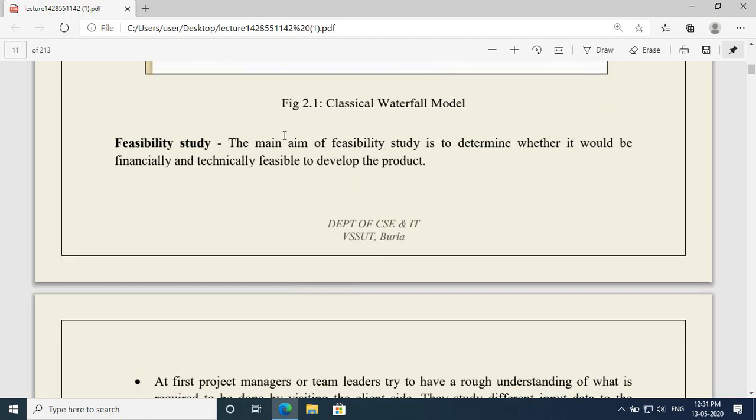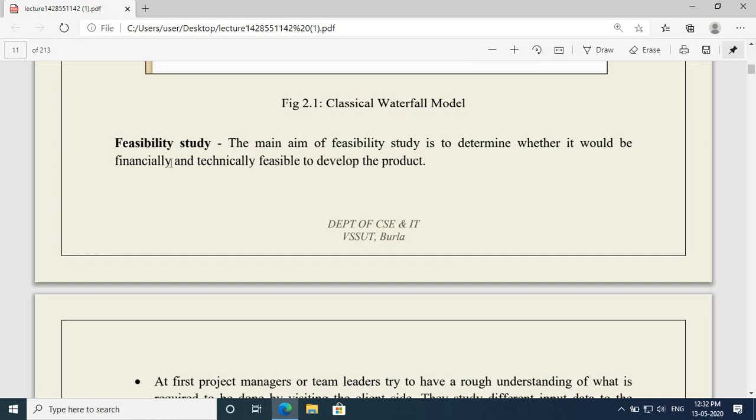What is the feasibility study? The main aim of the feasibility study is to determine whether it would be financially and technically feasible to develop the product. See here, these two words are important: financially and technically. What is the meaning of financially and technically? Financial means whether my software is financially strong or not. That means finance means cost. For developing the software, cost is required.